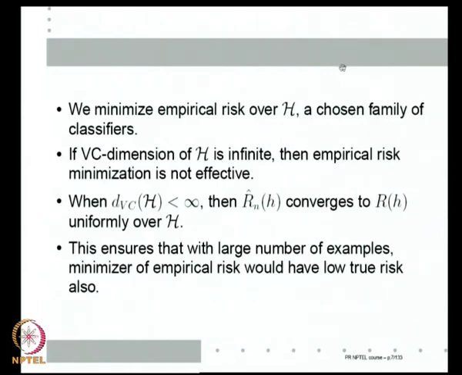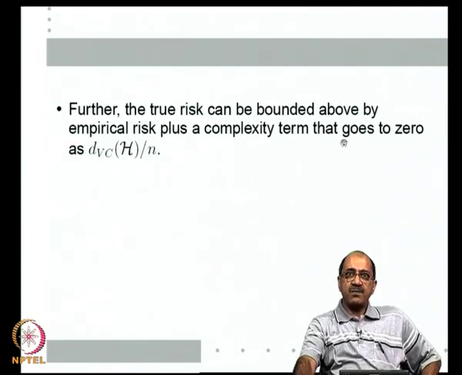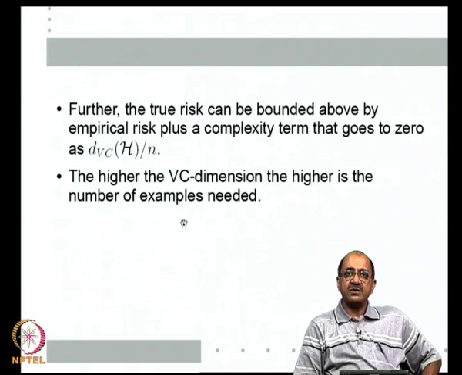So, essentially, finally, the question boils down to this: if the family of classifiers H over which you are minimizing empirical risk has finite VC dimension, then minimizing empirical risk is all right. In addition, we also saw that the true risk can be bounded above by empirical risk plus a complexity term which goes to 0 as the ratio of the VC dimension of H by N. So, this also tells us how many examples we actually need before we can believe the empirical risk. If the empirical risk is sufficiently small, we can be confident that the true risk will also be sufficiently small if the VC dimension of H divided by the number of examples is sufficiently small. So, the higher the VC dimension, the higher the number of examples needed.